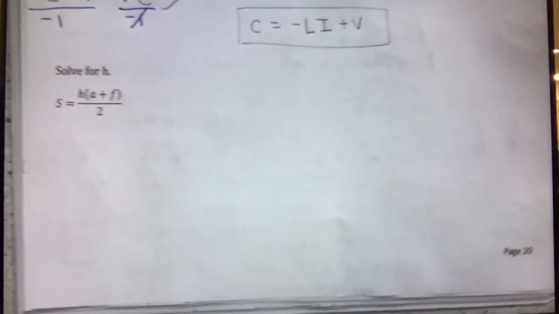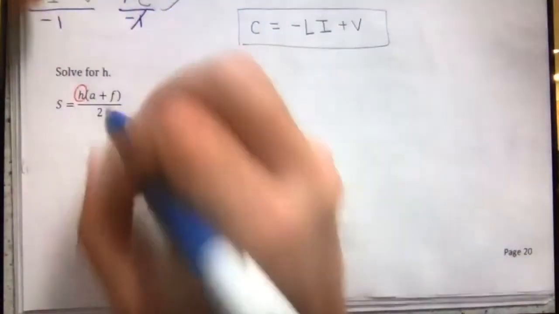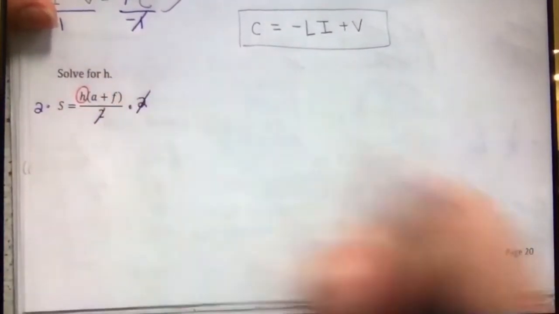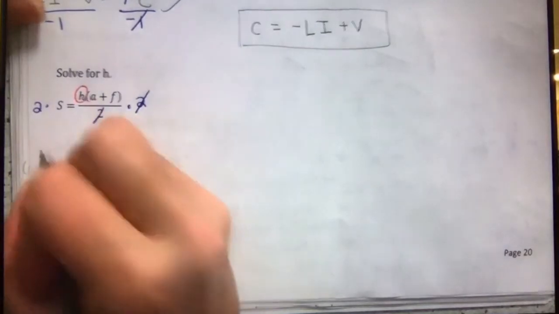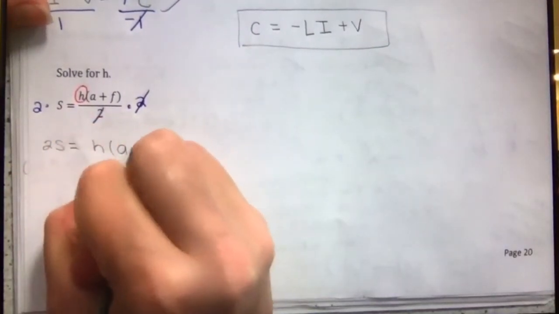So solving for h, getting h by itself, we have s equals h times a plus f all over 2. So we're wanting to get h by itself. Let's get rid of that 2. It's the furthest thing away from the h. It's being divided, so in order to get rid of it, we can do the opposite. We can multiply both sides by 2. So we're left with 2s equals h times a plus f.